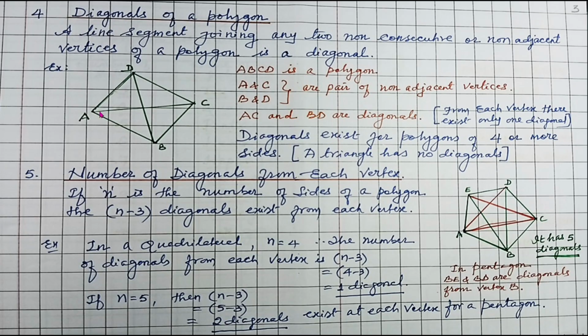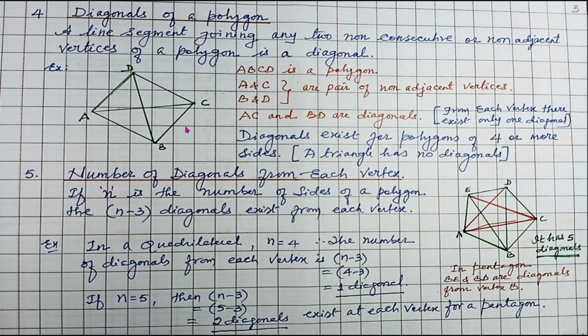If you look at this polygon, it has A, B, C, D, 4 vertices. AB are adjacent vertices, BC are adjacent vertices, CD are adjacent vertices, and DA is also a pair of adjacent vertices. Whereas A and C are non-adjacent, B and D are non-adjacent. If I join a line segment from A to C, then that is called a diagonal. And if I join BD, then that also is a diagonal. Therefore, a diagonal is a line segment joining any two non-consecutive or non-adjacent vertices. And since there are 2 pairs of non-adjacent vertices here, we have 2 diagonals in this polygon.